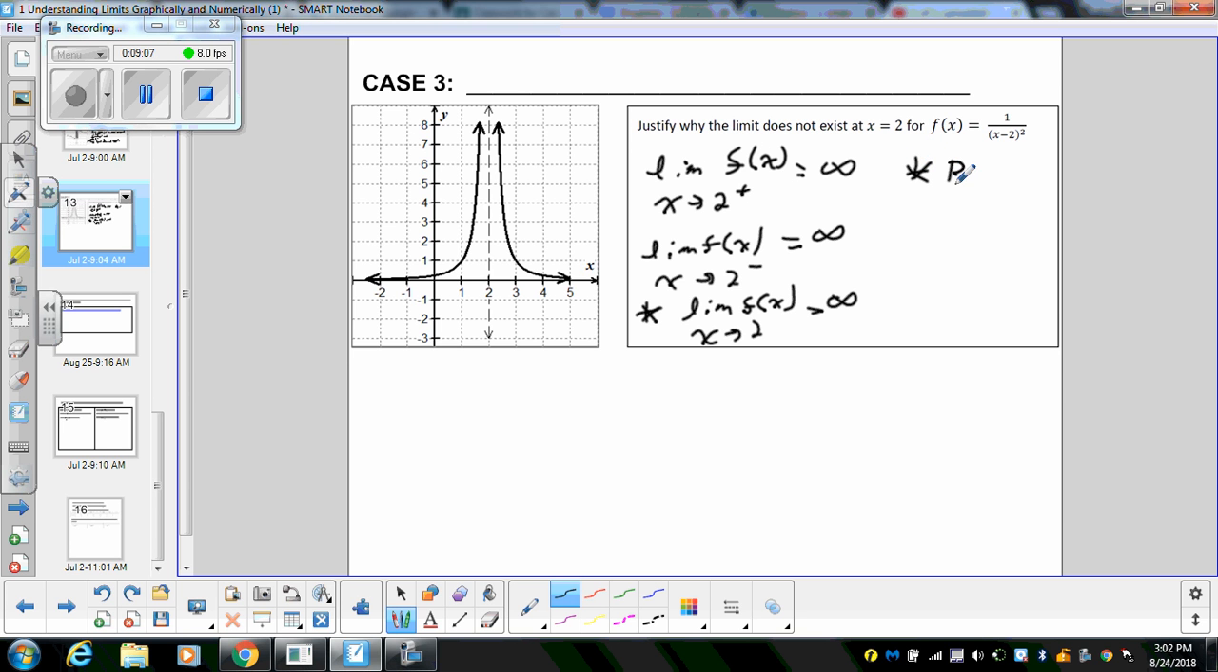So by definition, infinity is not a real number. It's kind of more like a symbol. Infinity is more of a behavior of f of x. So when we get an answer that it's infinity or negative infinity, because they both could have been down, this is just called an unbounded behavior.